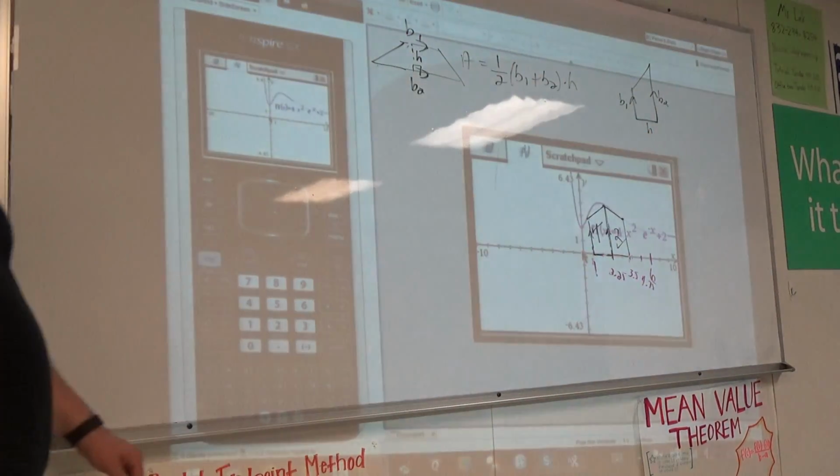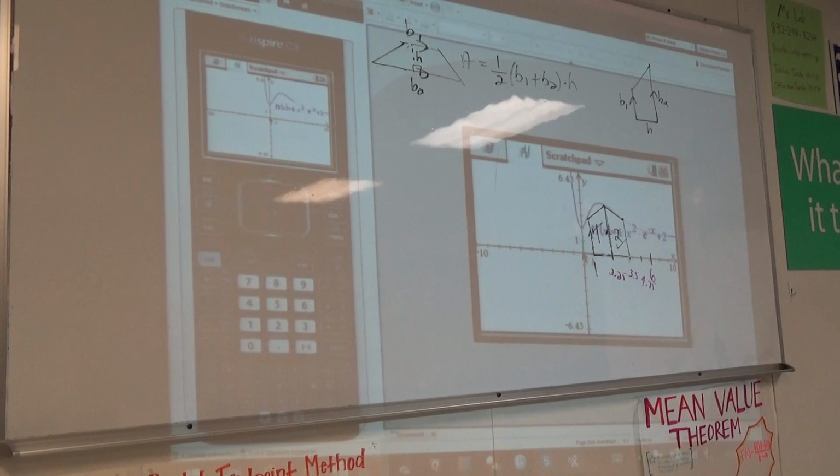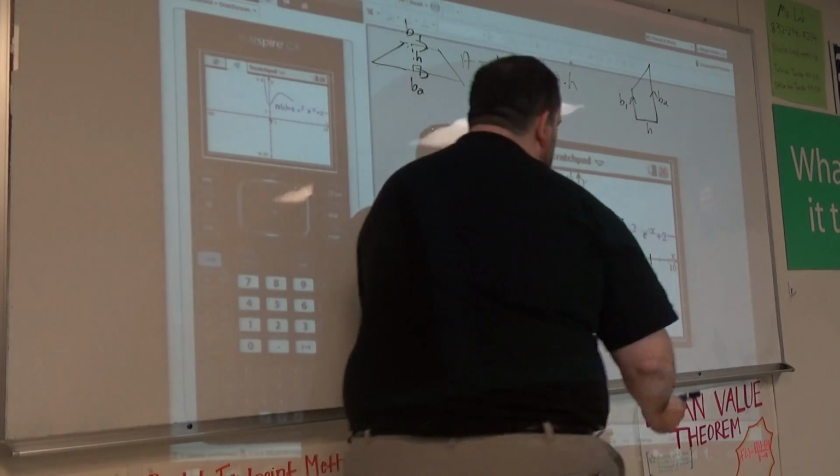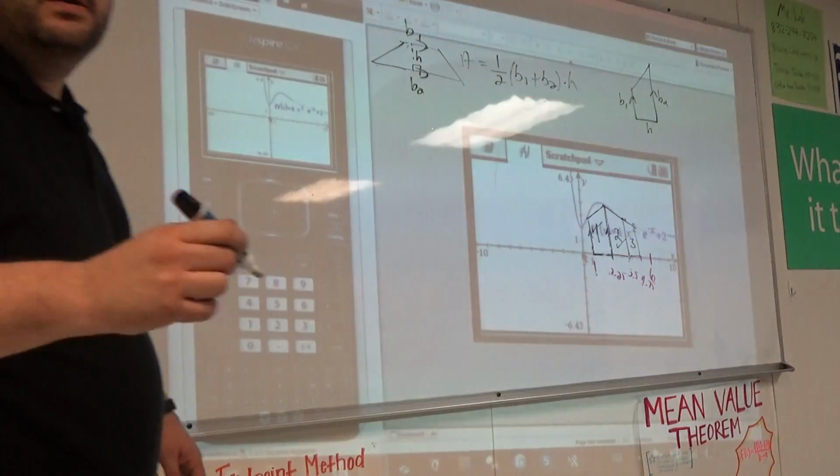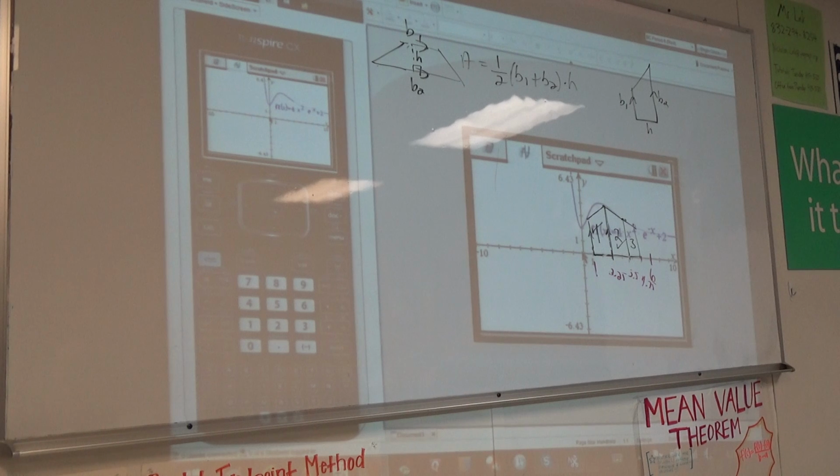Somebody give me the third one. Edgar, what's the third one going to be? 1/2 f of 3.5 plus f of 4.75. All of that times 1.25. So there's my third one. Love it. Last one, Abraham. What's that last one going to be? 1/2 times f of 4.75 plus f of 6.